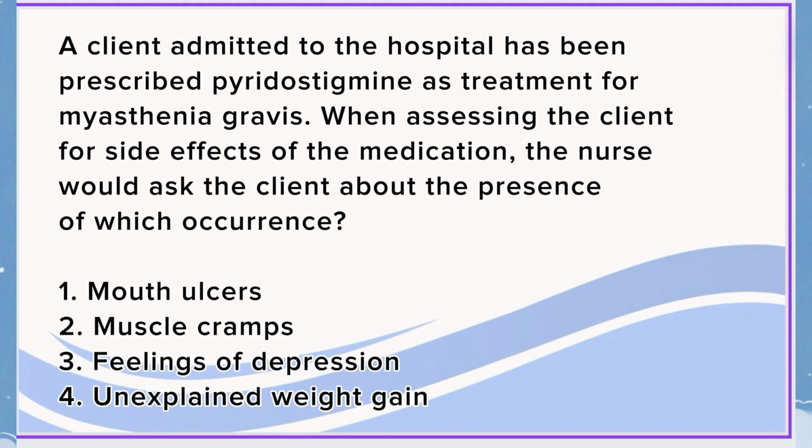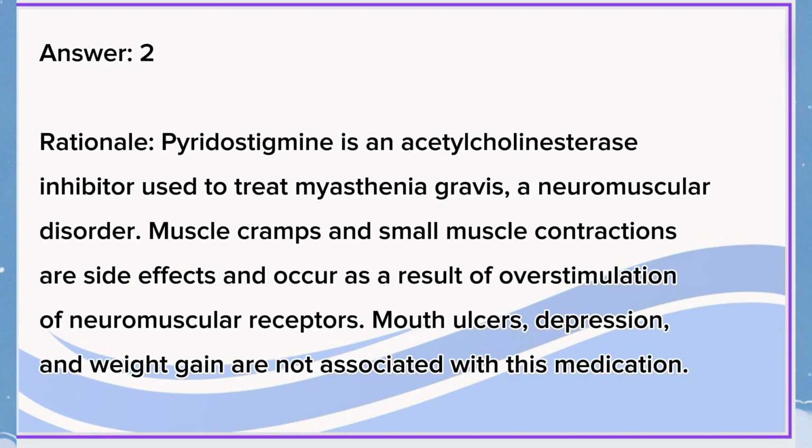A client admitted to the hospital has been prescribed pyridostigmine as treatment for myasthenia gravis. When assessing the client for side effects of the medication, the nurse would ask the client about the presence of which occurrence? 1. Mouth ulcers. 2. Muscle cramps. 3. Feelings of depression. 4. Unexplained weight gain. Answer 2.